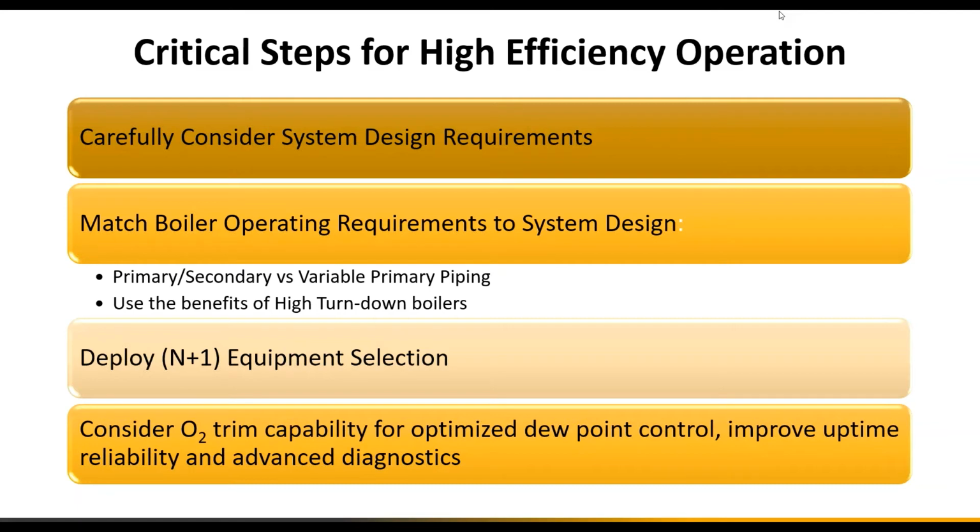Then looking at what the boilers are capable of doing and what the system requirements are. How do we pipe these boilers up? What's the capability? Are we looking to use high turndown boilers? Can we set them up in a variable primary so that we can have very fine-tuned heat output control and have it be in harmony with the heat loss in the building? Deploy an N+1 equipment selection criteria for redundancy. And then on top of that, overlay an O2 trim capability for optimized dew point control, improved overall reliability, and advanced diagnostics.